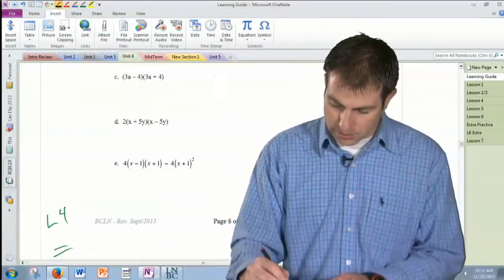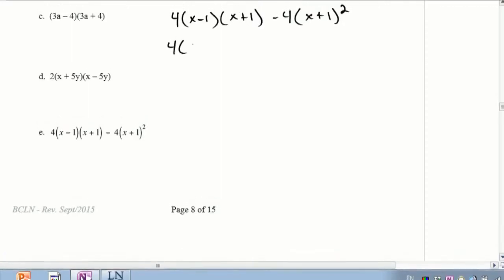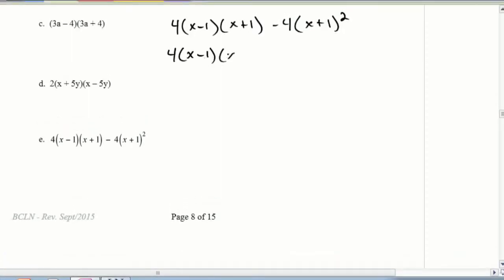So what I'm going to do is start with the 4 out front. I'm just going to rewrite it up here so I have some space. All right. So for x minus 1, x plus 1, I'm going to leave it like that. And then I have this x plus 1 squared, which I'm just going to write as x plus 1 times x plus 1.